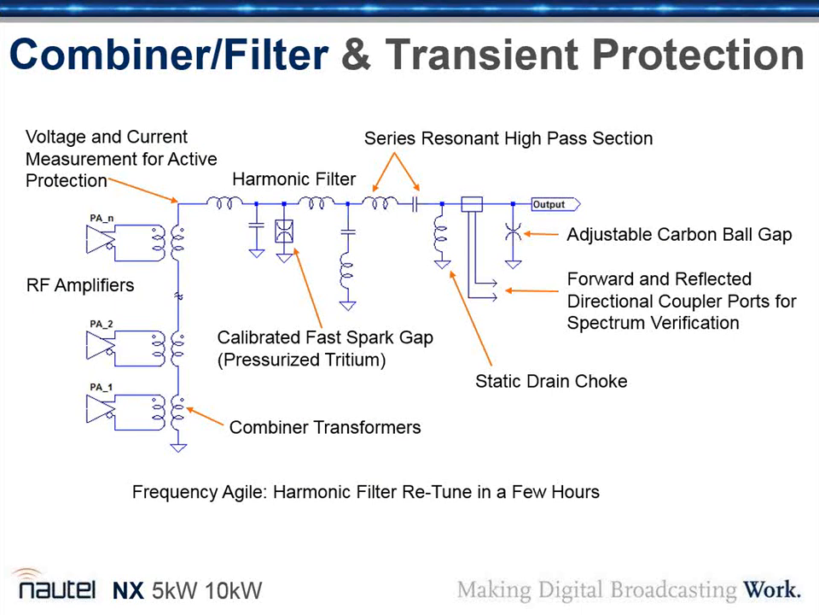Yeah. One of the additional benefits of having the whole filter in between is that we can detect the pulse at the output before it has time to travel through the filter to the power amplifiers. That's very important because then you've already shut off the power amplifiers by the time the lightning pulse comes in. Exactly. Really cool. Okay, now we have this calibrated fast spark gap, which is made of pressurized tritium.